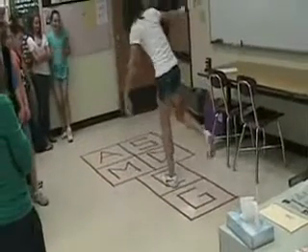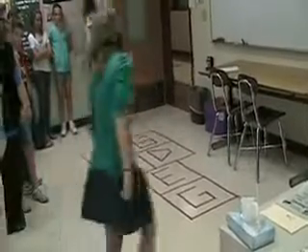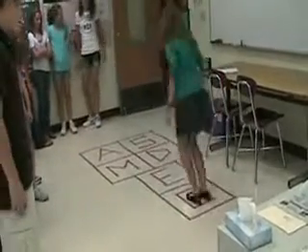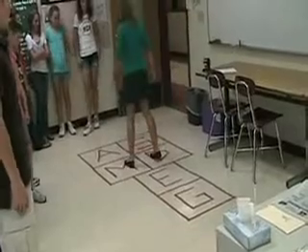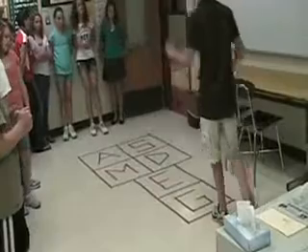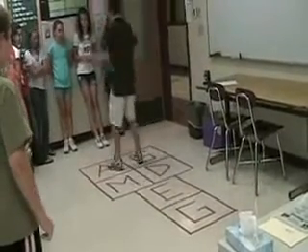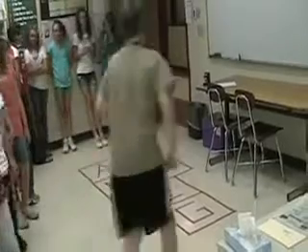Grouping symbols, exponents, multiply and divide left to right, add and subtract left to right. Grouping symbols, exponents, multiply and divide left and right, add and subtract left and right. Grouping symbols, exponents, multiply, divide left to right, add, subtract left to right.